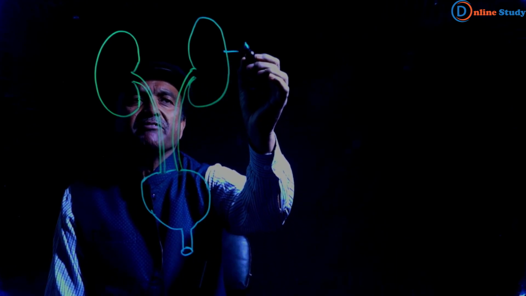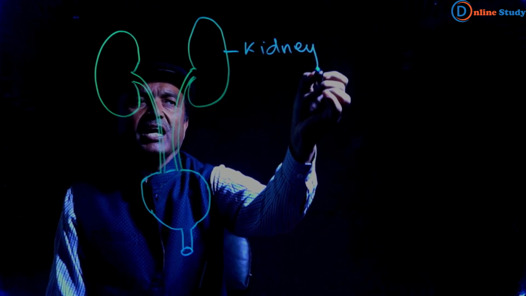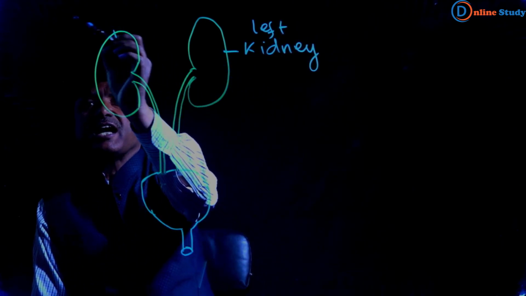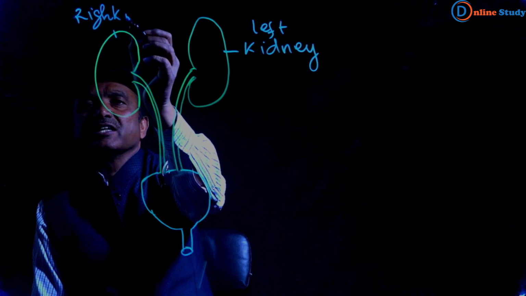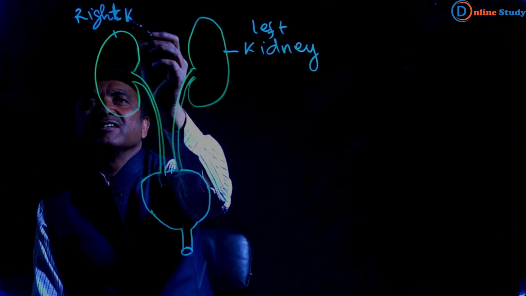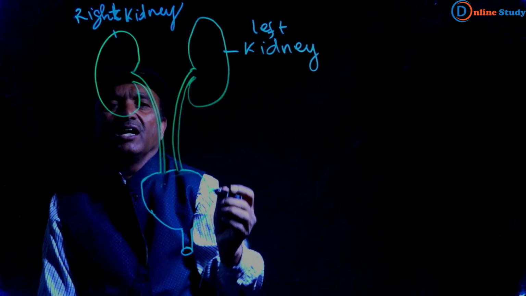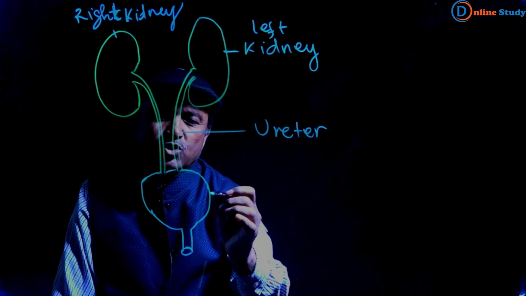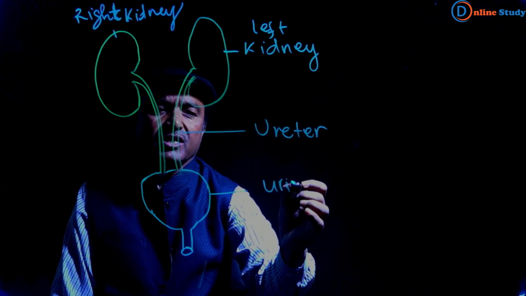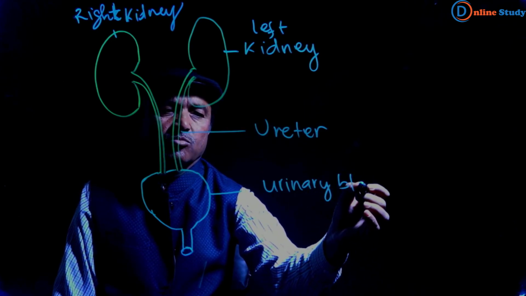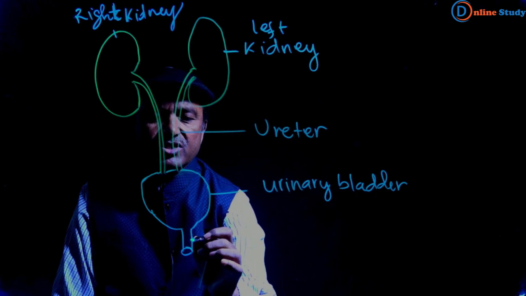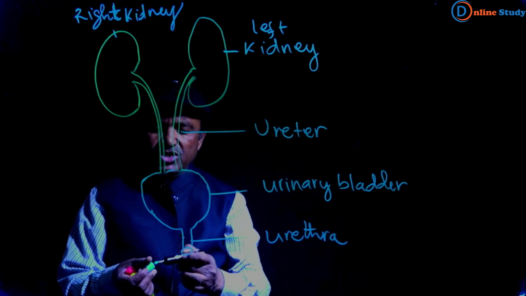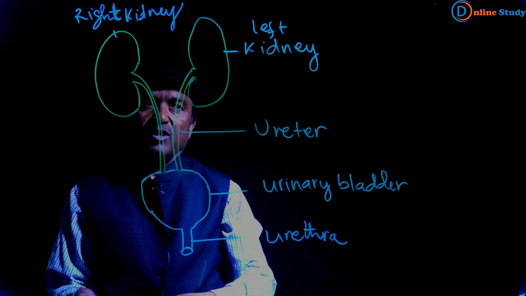This is kidney, metanephric kidney. We can say it is left kidney. If it is left, then this one is right kidney. And this is ureter. Another, the structure which stores urine is urinary bladder. And this is urethra. So almost this is the structure of urinary system of human.